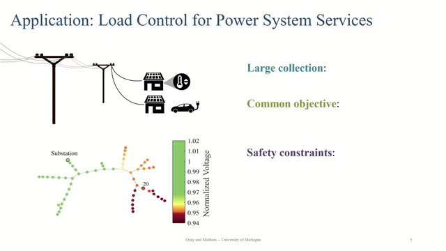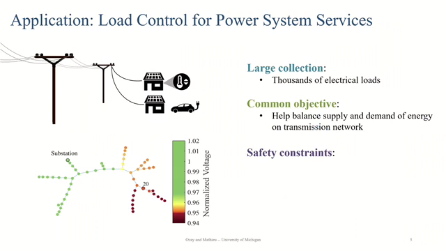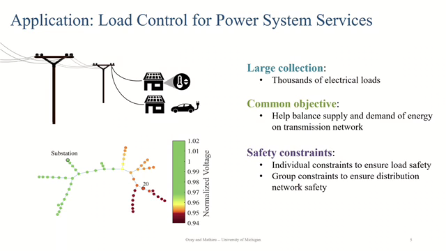Our application is load control for power system services. We control thousands of electrical loads, such as air conditioners and electric vehicles, to help balance the supply and demand of energy on the transmission network, subject to safety constraints. There are individual constraints to ensure load safety, such as an electric vehicle battery's state of charge, and there are group constraints to ensure distribution network safety, such as the safe voltage ranges.